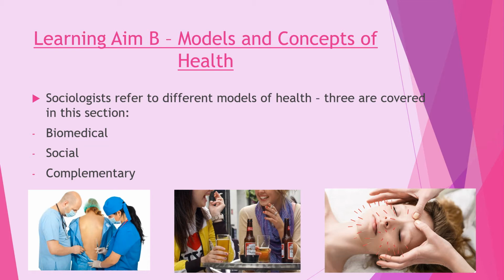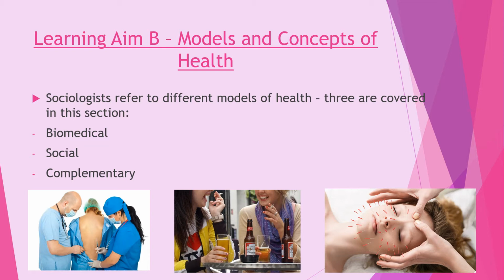Now the three types of health model that we are going to talk about in our coursework for P3 are the biomedical, the social and the complementary, and each of them differ in the way in which care is delivered, the style of care they want to use, and how they approach illness and disease.